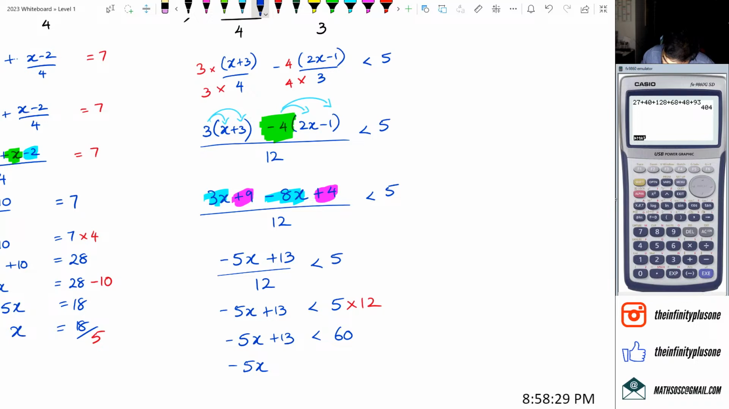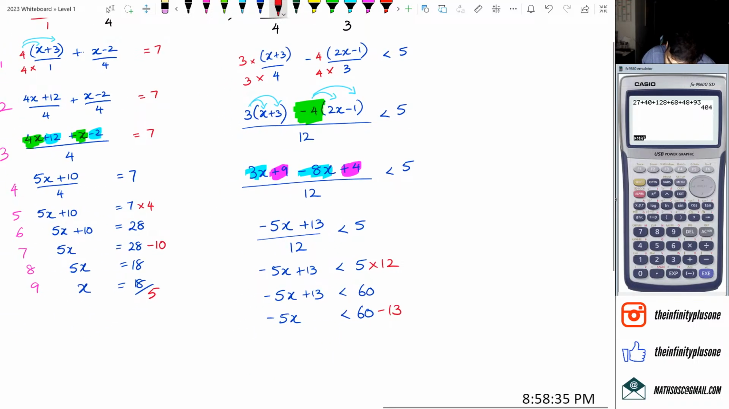Negative 5x is less than 60, take away 13. Negative 5x is less than 47. And then x is 47 divided by a negative 5, which means we've got to change that to greater than.